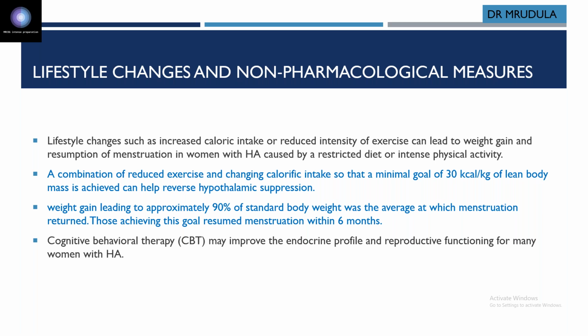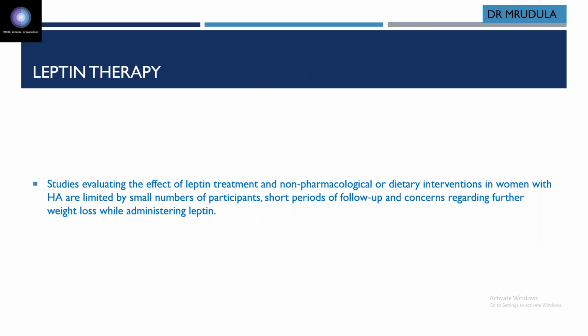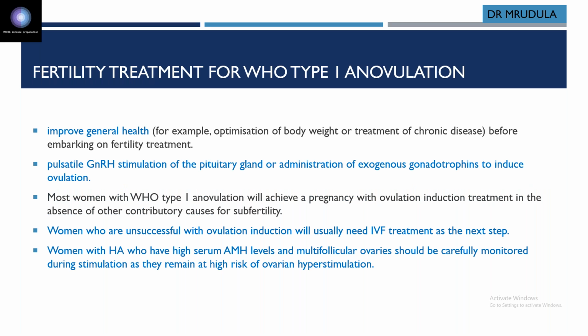CBT will also be useful in these patients because most probably they will have stress and eating disorders. Leptin therapy is under study, but still the number of participants is very small, the periods evaluated are very short, and follow-up is not up to the mark. So that's why leptin is still not recommended for hypothalamic amenorrhea patients.